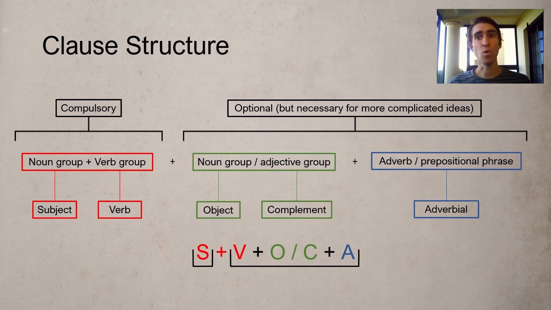Now, obviously, you don't have to have all of those things at once. In fact, you can only have an object or a complement together in one clause, but you could have one of those two things, an adverbial plus a verb plus a subject. And then you put those things together, you have a clause. You have a simple sentence. Now, you can join other clauses to that to make a more complicated sentence, and as I've mentioned before.